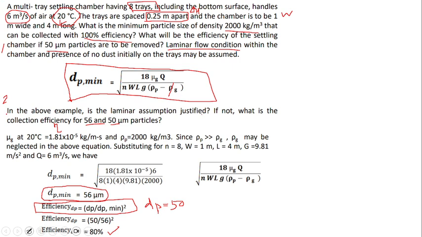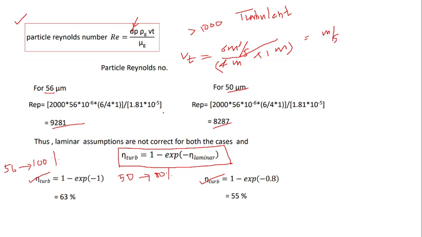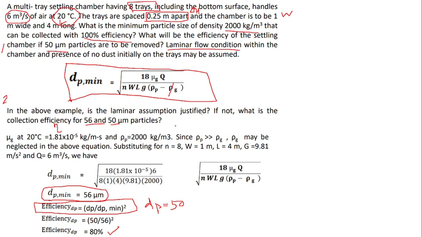The second part is whether the laminar assumption is justified or not, they are asking. To check whether the laminar condition is prevailing or not, we are going to determine the particle Reynolds number, which is Re is equal to dP rho g Vt divided by mu g. With this, we are determining whether laminar flow conditions or turbulence conditions are there.